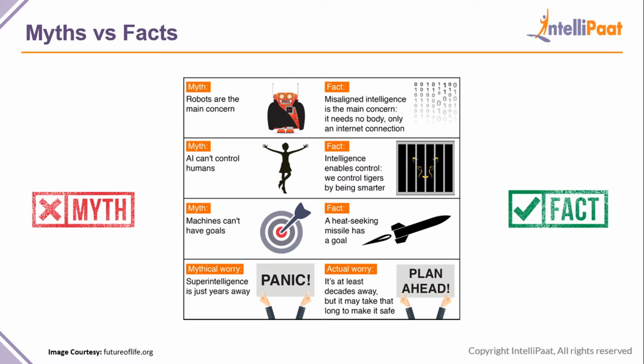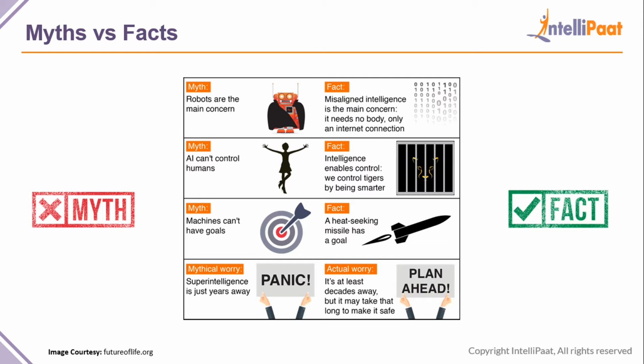And it says AI cannot control humans. That's a myth. Yes, intelligence actually enables control. We control tigers by being smarter. You've seen circuses, right? Humans can do that to animals. And why do you think a machine which is way more powerful than a human cannot do something like that? And it says machines cannot have goals. Well, not really. There's something called a heat-seeking missile. It is a machine. It has a goal to go and destroy a fighter plane. It knows how to chase the plane. It knows how to go and fight it.